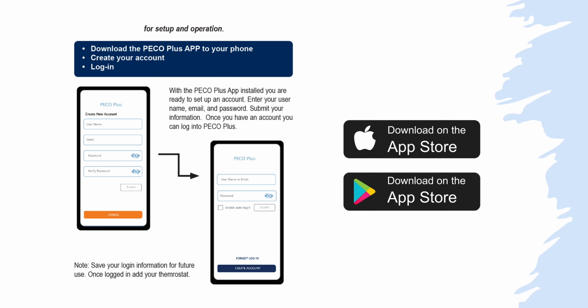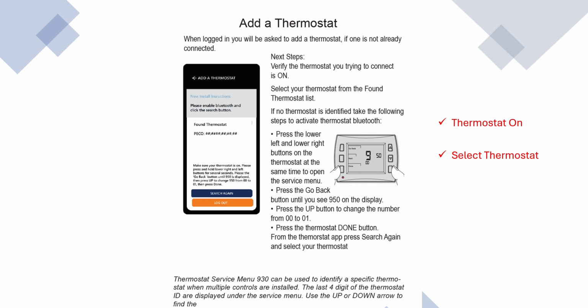So once you've downloaded the app, you can create your own login for PECOPlus. Then you need to add a thermostat. You'll be asked to add that as soon as you've logged in if one's not already connected. There should be a found thermostat in the list. If your thermostat is on and available, you can go through some additional steps if you can't find it.